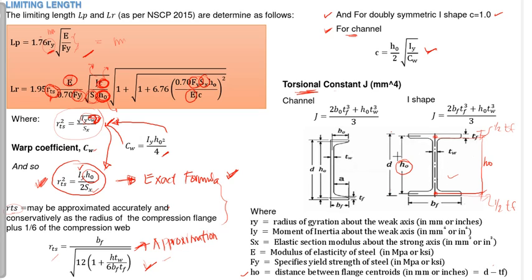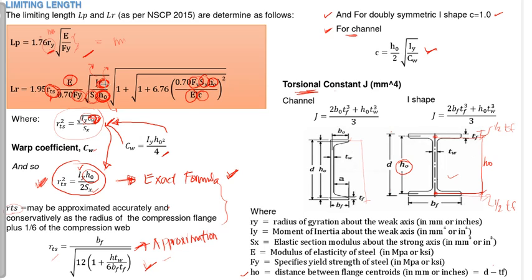This is for the I wide flange section. It is the same for the channel. This is also the HO, still the distance between flange centroids. So it is still D minus TF, the flange thickness, because 1/2 here and 1/2 there make one flange thickness. So, that is for HO.